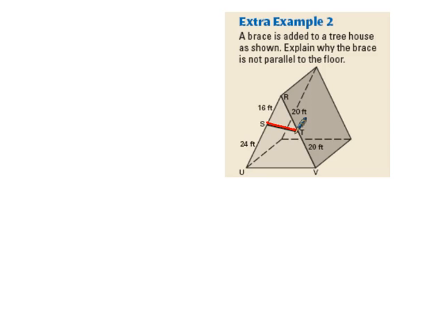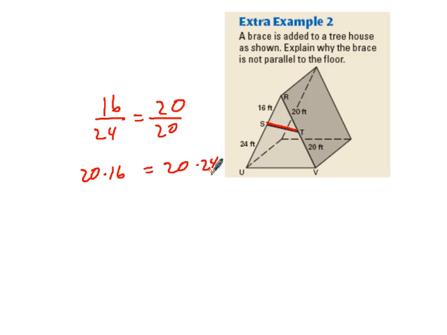Well, if these two things were parallel, then we'd have similar triangles, and we could say the parts are proportional. So we could say 16 over 24, and that's the theorem we just did, should be equal to 20 over 20. And that's obviously not true. Cross multiply, you get 20 times 16 is equal to 20 times 24. And there's no way 20 times 16 and 20 times 24 are the same, so not equal, hence not parallel.